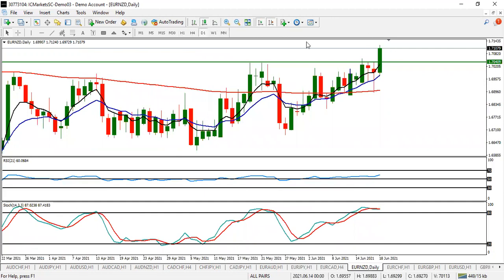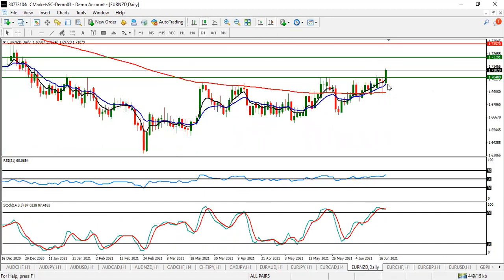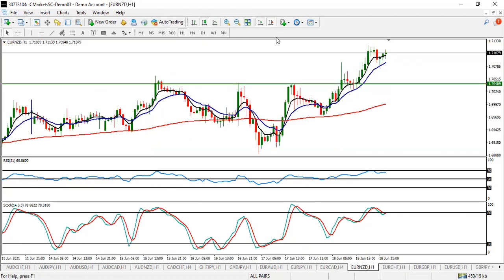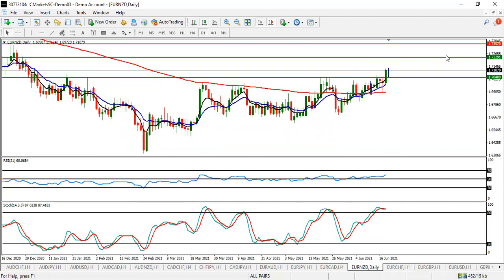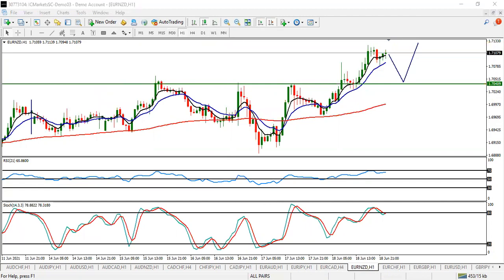So on the daily, we can see the daily candle closed with a bullish engulfing candle, so we may expect this to push up to 1.7229 on the daily side. That's going to be our first target. So coming to our entry time frame, wait for the pullback. The pullback is already showing up, so wait for it, then catch your buy entry and get out before the green resistance at 1.7229. All right. Euro NZD is good for a buy. Euro NZD, look for a buy.